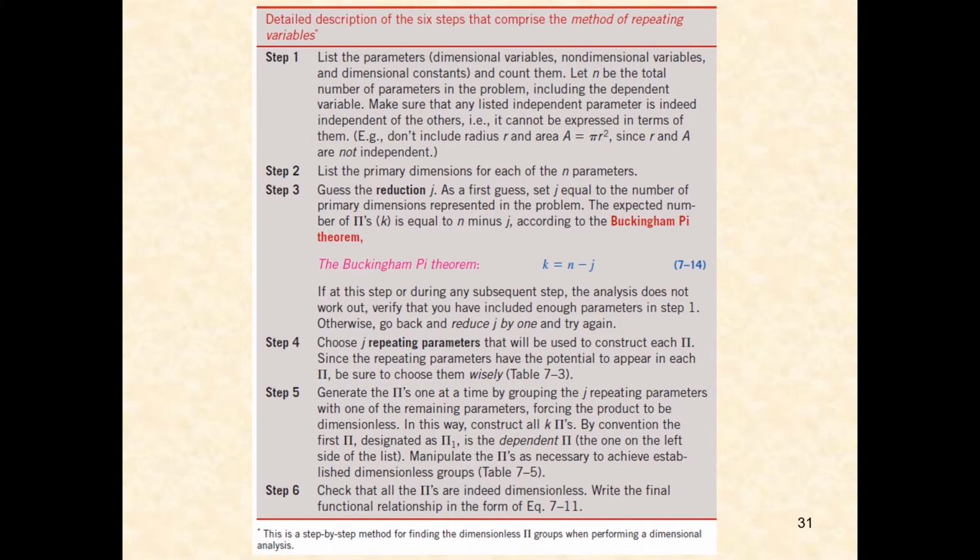So in this example, this is the more detailed description of the 6 steps that comprise the method of repeating variables. You can read this by yourself, make yourself understand or familiar with this. Basically, you just need to do a lot of practice for this. By doing several practice problems, everything will come by itself. You don't really have to memorize this actually.